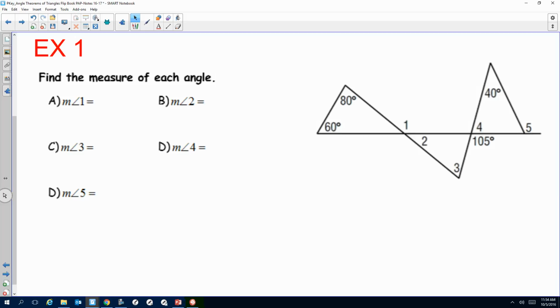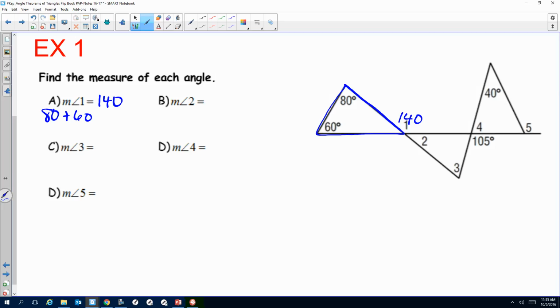All right, so angle 1. What type of angle is the measure of angle 1? It is an exterior angle. It's the exterior angle of this triangle right here. So how do I find the measure of angle 1? Yeah, add the 80 plus the 60, the remote interior. So we get 140. I'm going to go ahead and label it. I know they're asking for each angle measurement. Go ahead and label it on the diagram. It'll help you problem solve and find the remaining.